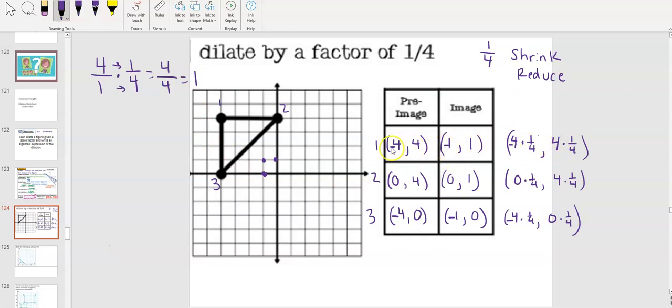So when I reduce -4 by a fourth, I get -1, and 4 times a fourth is 1. And here I have the same thing. Once I'm done multiplying, I have my new shrunk image, my itty bitty triangle right here. I graphed my points, and this is now my image, shrunk to a fourth of the size.